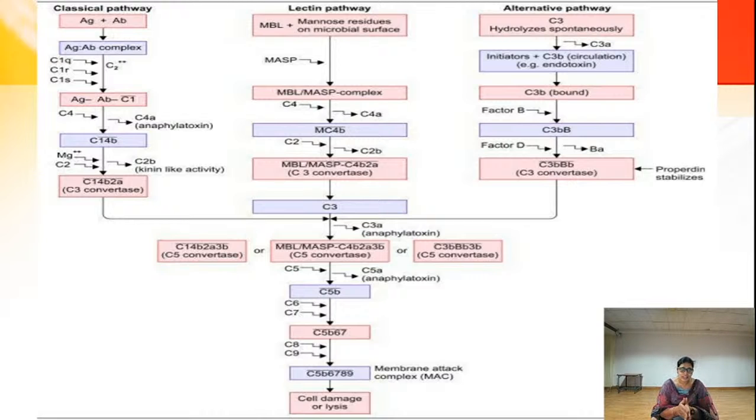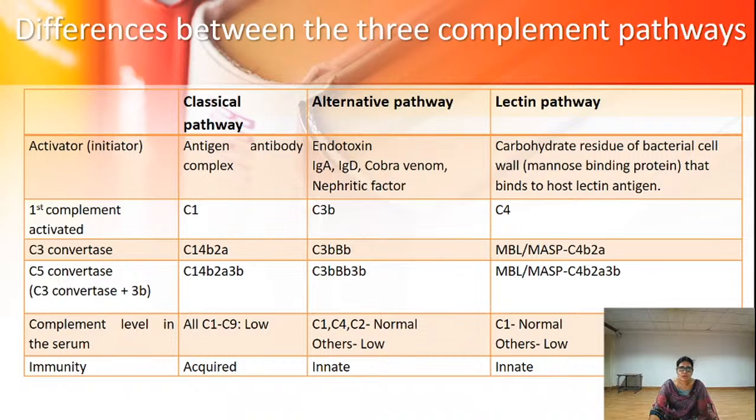So the main thing, remember the initiator and the C3 convertase. What is the initiator for the classical pathway? What is the C3 convertase? In this way, for all the pathways, we have to remember the C3 convertase and the initiators, right? So next, tell me the differences between these pathways. What is the difference? Which is the starting point?